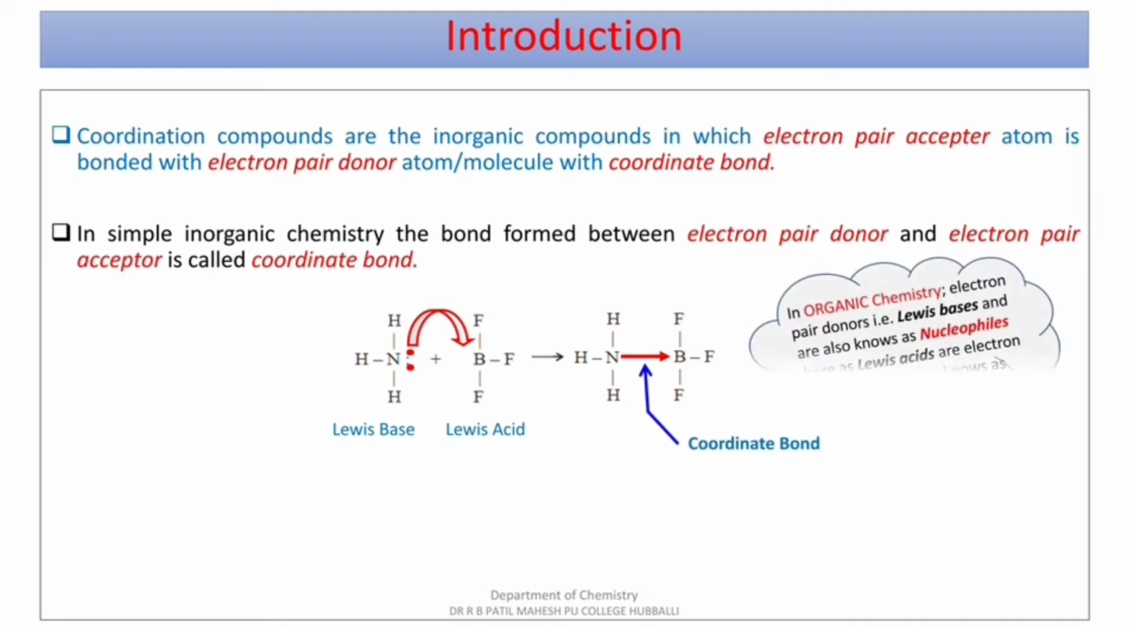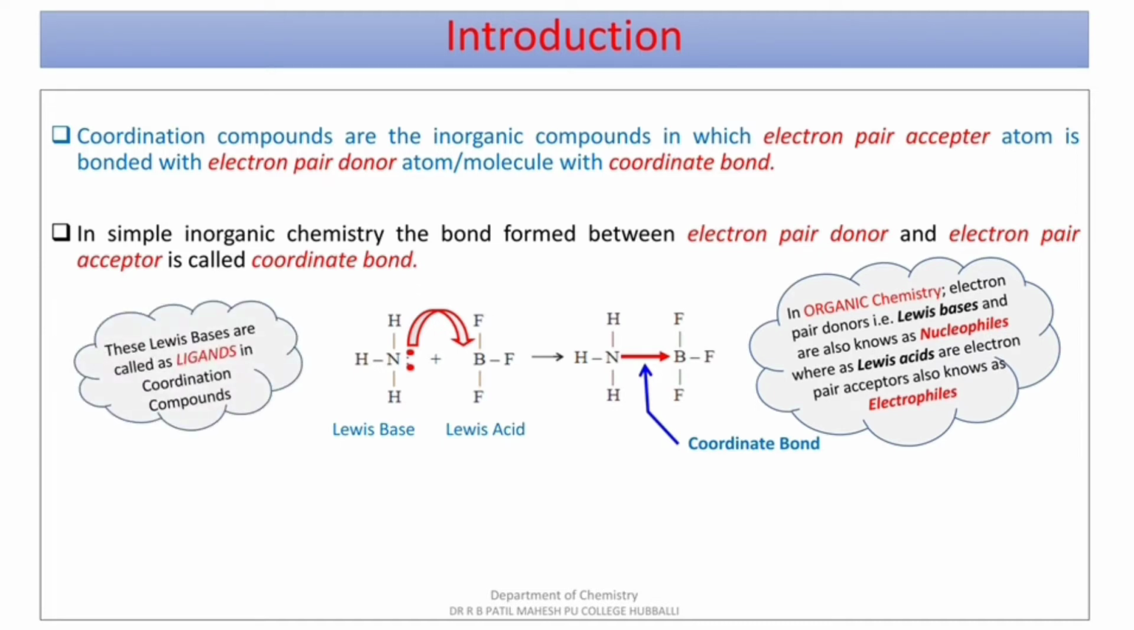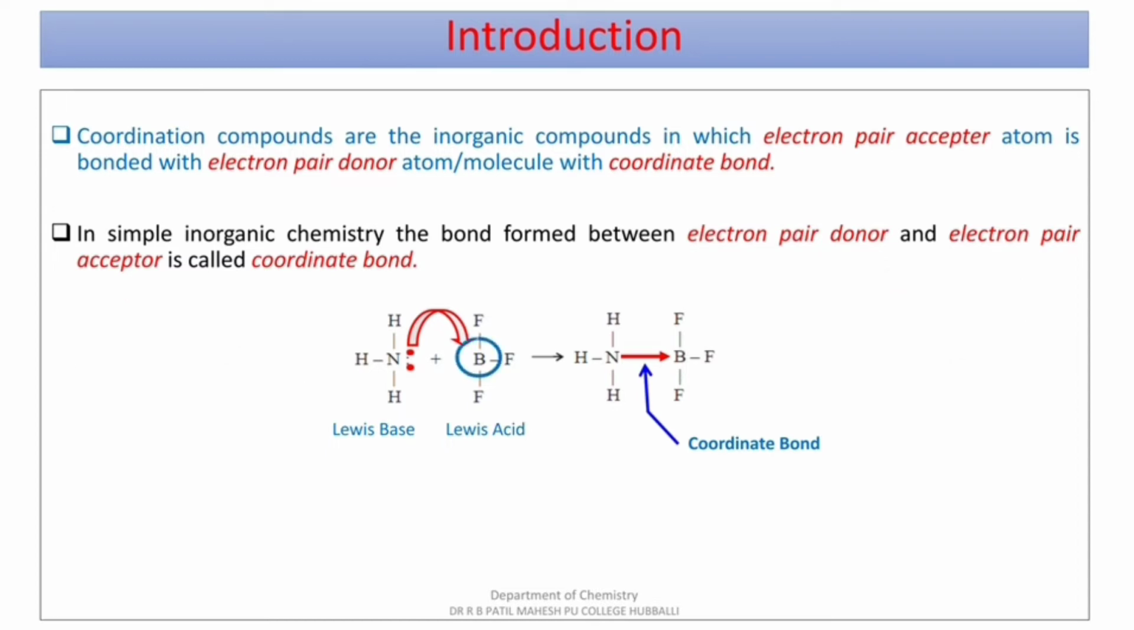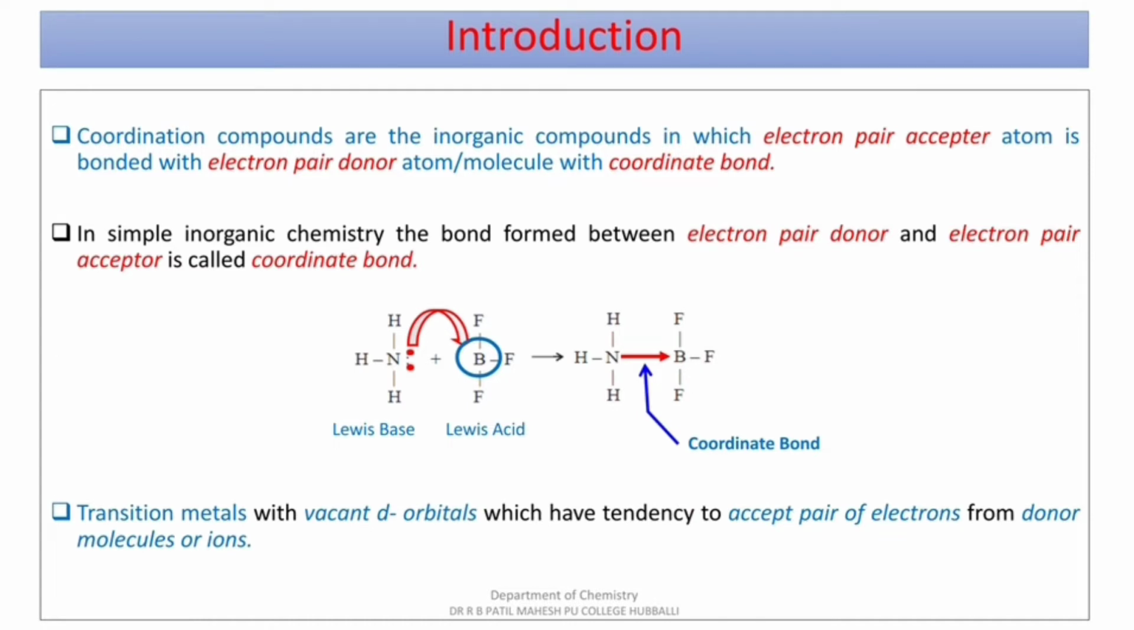The concept of transfer of electrons and the acceptance of electrons in general organic chemistry, they are known as nucleophiles and electrophiles. And the same Lewis bases in coordination chemistry are known as ligands. Instead of boron, if there is a presence of transition metal or d block element with vacant d orbital which has a tendency to accept pair of electrons from donor molecule or ion, it leads to the formation of one coordination compound.